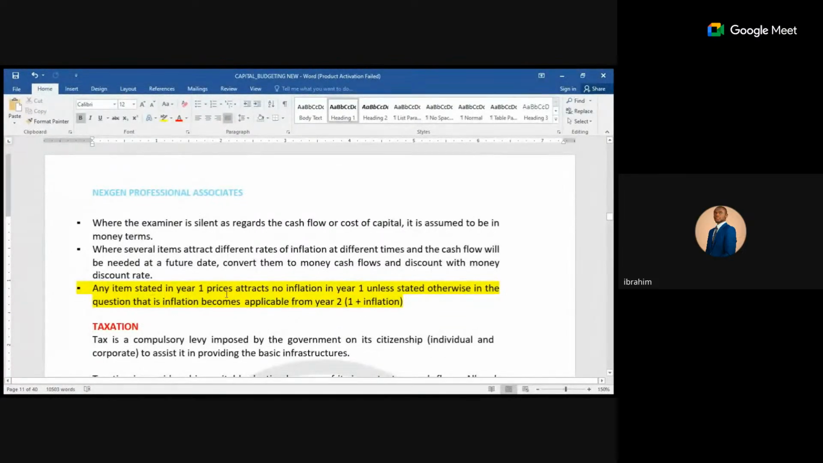Any item stated in year 1 prices has no inflation in year 1 unless stated otherwise in the question. That is why it was stated in the question that this is what will be in year 1. That is, inflation becomes applicable from year 2. So if you are starting it in year 2, it has to be raised to the power of 1, because that is when you will start inflating that particular variable.